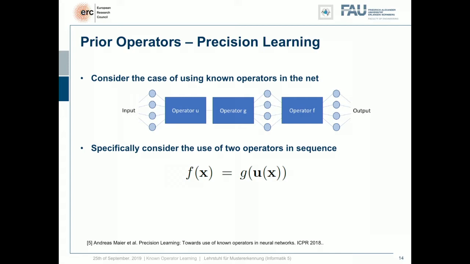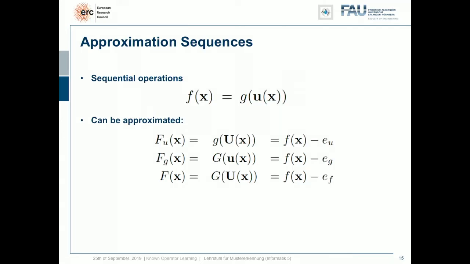So I postulate that there is a modularity in the function that we want to approximate, and that it actually exists, that there is somewhere a known operator on the way. So if we do so, then we can think about the approximation. In the first line you see here, we approximate u, and then introduce some error e_u. Or you could approximate g and not u, then you get some error e_g. Or you approximate both of them, then you get some error e_f.